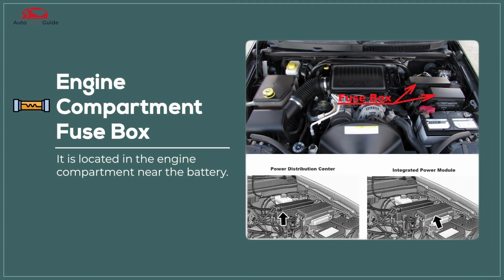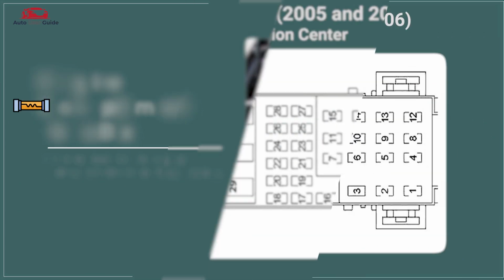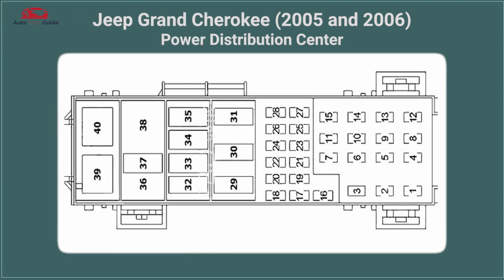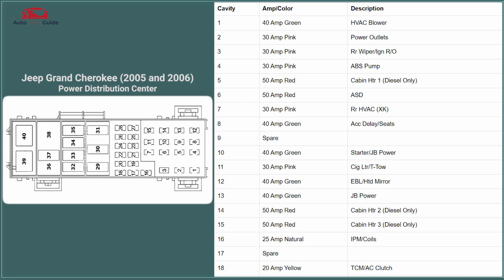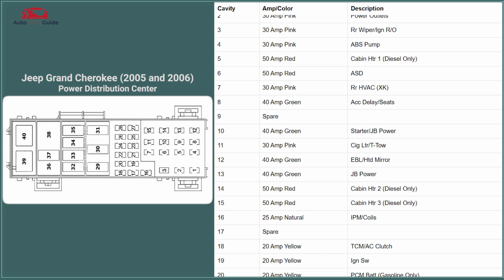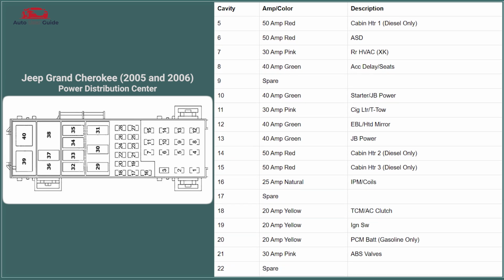Engine compartment fuse box. The power distribution center in the 2005 and 2006 Jeep Grand Cherokee contains fuses and relays that control and protect high-current systems such as the engine, transmission, lighting, and cooling fans.